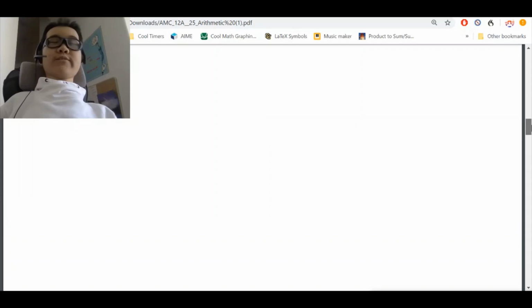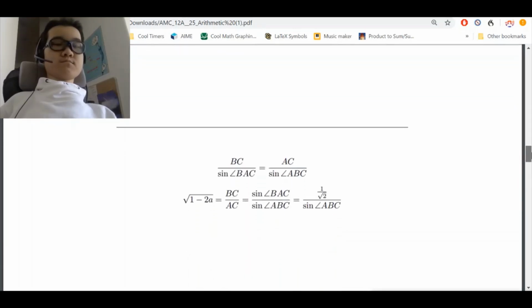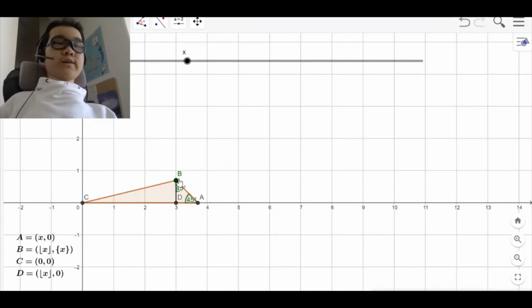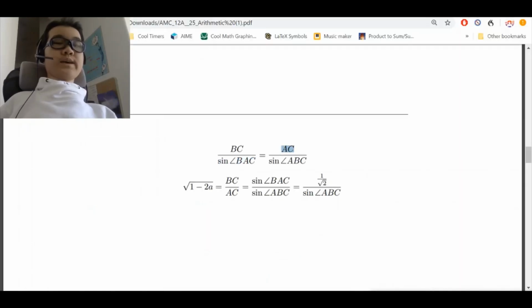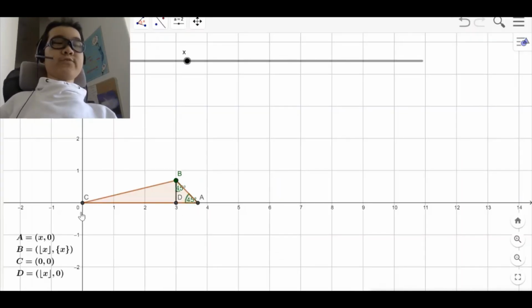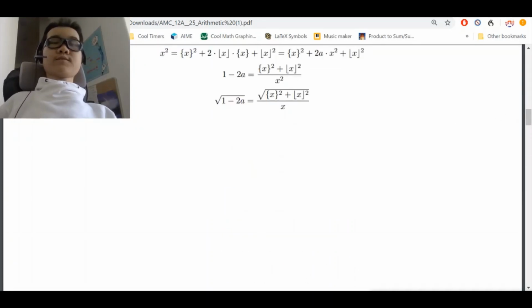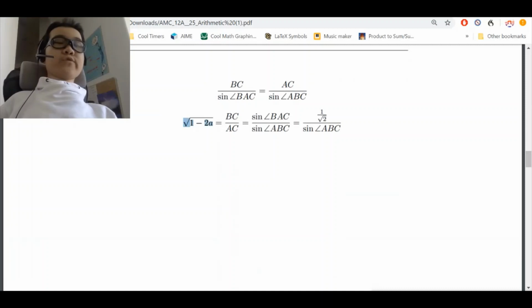So this is when we get to apply the law of sines. Applying the law of sines gets us that BC over sine of BAC equals AC over sine of ABC. Now we can rearrange this equation so that it becomes this equation here. Divide by AC multiplied by sine BAC. But what is BC over AC? Well, we saw earlier that BC over AC is equal to the square root of 1 minus 2a. So that's where this comes from.